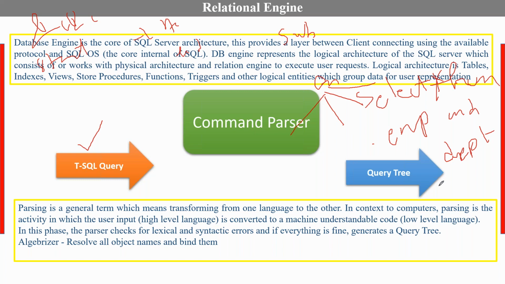So just as of now, who are listening first time, make one idea, sir. Once it enters into the relational engine, first it will go to the command parser. Under command parser, it will first check the syntax error. Once the syntax is perfectly fine, it will bind the query and prepare the query tree, which is understandable by the machine. Make sense, sir?